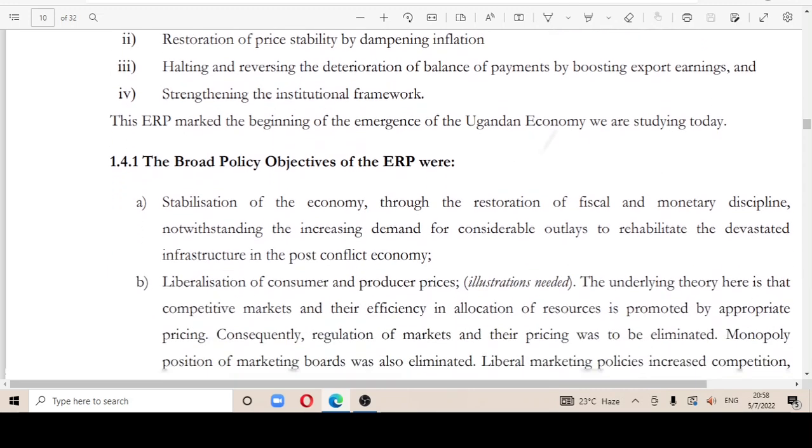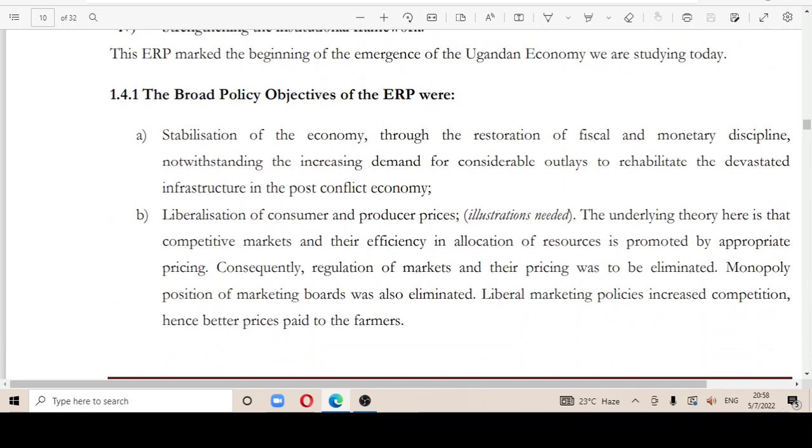So this ERP marked the beginning of the emergence of the Ugandan economy, which we are studying today. The broader policy objectives of the ERP were stabilizing the economy through sound fiscal and monetary policies, through the monitoring of fiscal discipline. So they were to stabilize the fiscal and monetary policy through monitoring this.